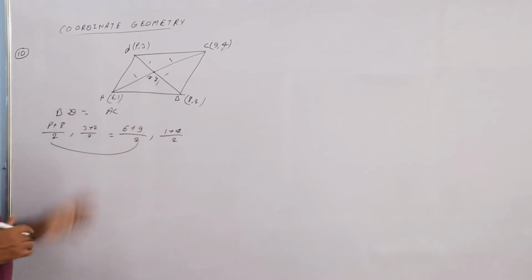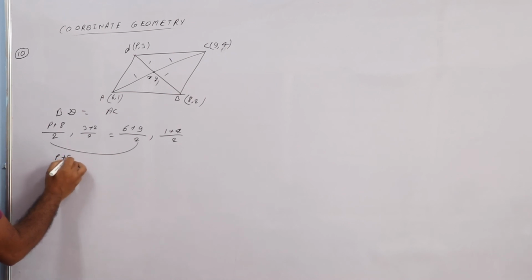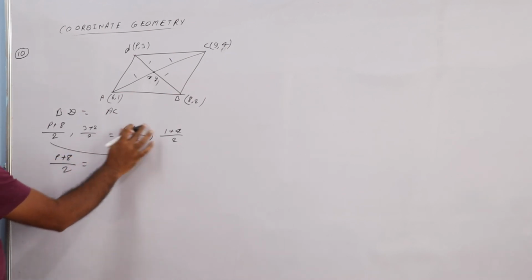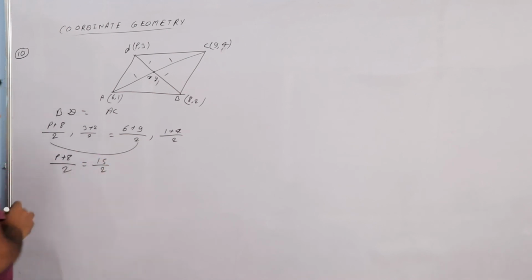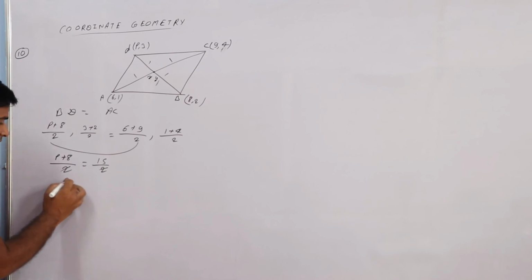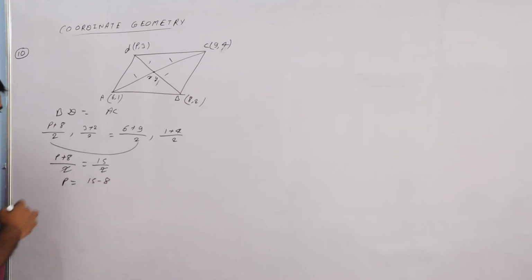Yes or no? Sir. This means P plus 8 by 2 is equal to 6 plus 9, 15, by 2. This 2 gets cancelled. Yes, sir. Correct na? So P is equal to 15 minus 8, which means P is equal to 7. Get the value. Yes, sir. Understood or not? Yes, sir.